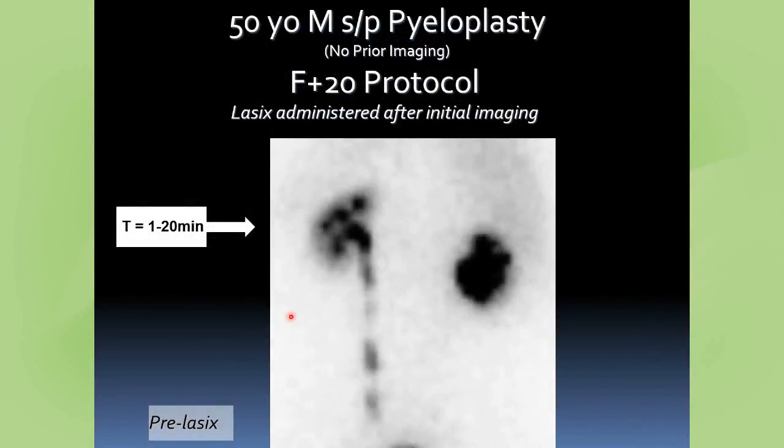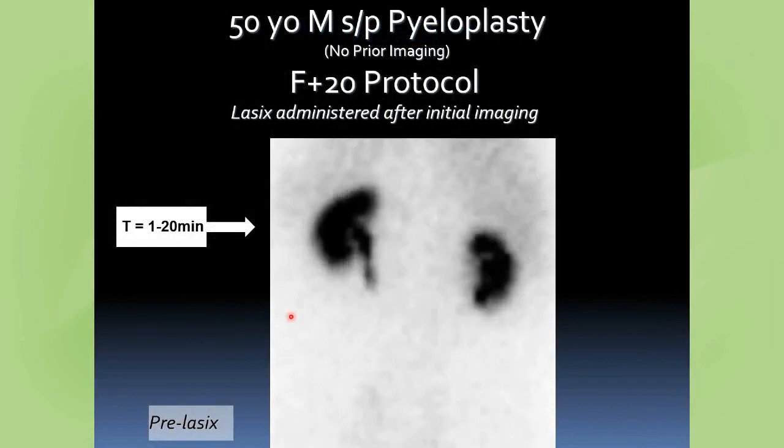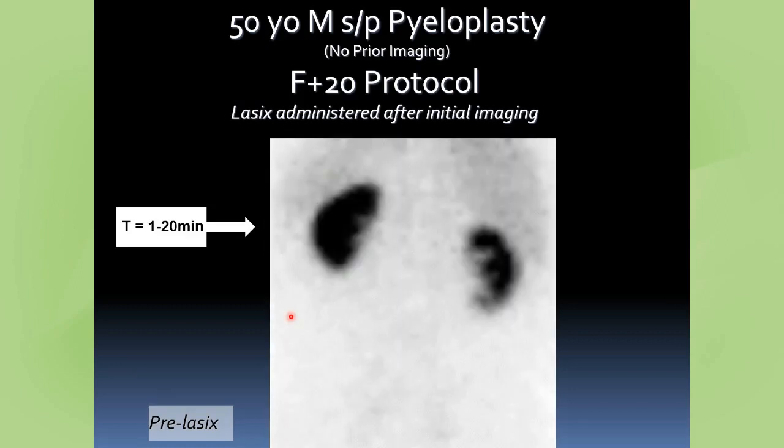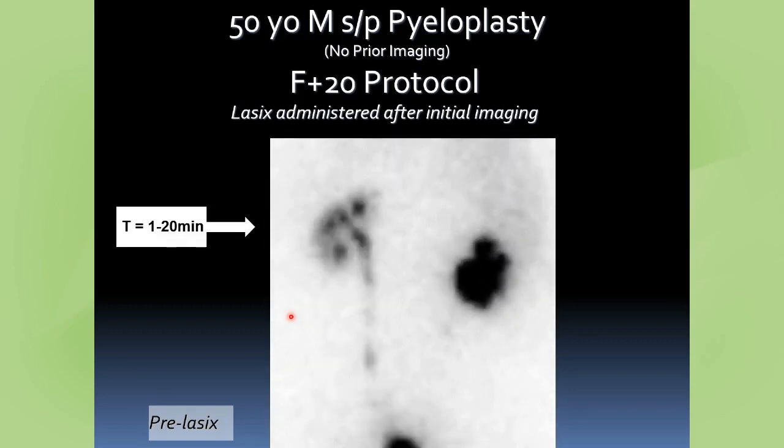Here's F+20 protocol. Some of you may be using this at your institution, be very familiar with this. So here we have a patient. We had no prior imaging, but we knew he had undergone a right-sided pyeloplasty, and the urologist wanted to know, is this working? Have we resolved the obstructive process that led to his surgery?